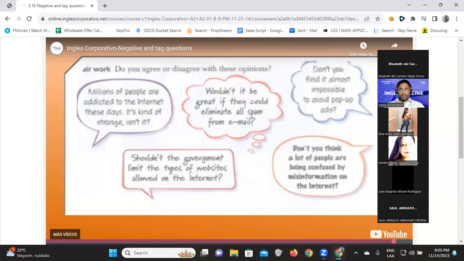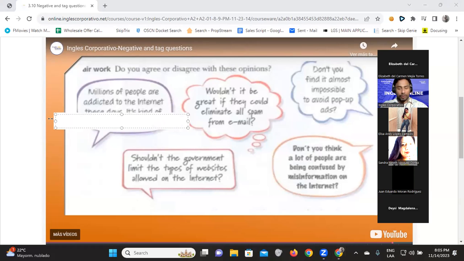Don't you think a lot of people are being confused by misinformation on the internet? Excellent. What is your opinion? Do you agree or disagree? I agree. We say, yes, I agree. You don't use "am." You say, I agree or I don't agree, but it's not necessary to say "am."